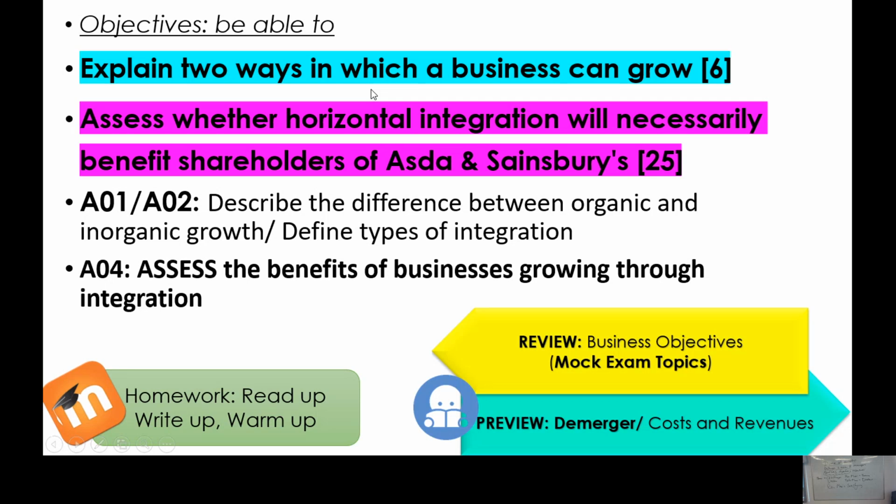So things we're going to look at in the second part of the session, 2 ways in which businesses can grow. So specific key terms here about how business can grow, and looking at whether horizontal integration will necessarily benefit shareholders. So we need to find out what integration is and what horizontal integration is. Types of growth we're going to look at are organic and inorganic, but then we're also going to look at types of integration, and we'll look at the benefits of growing through integration.